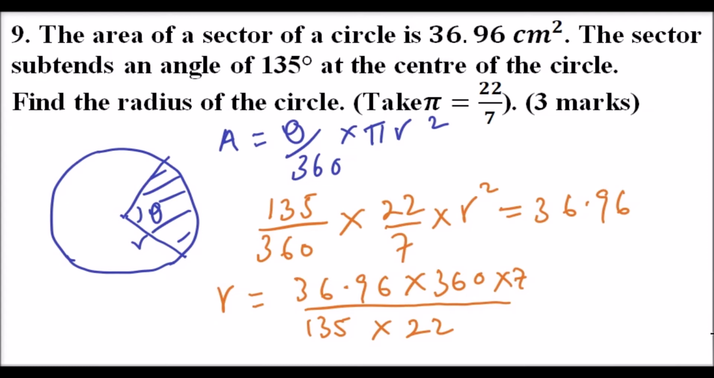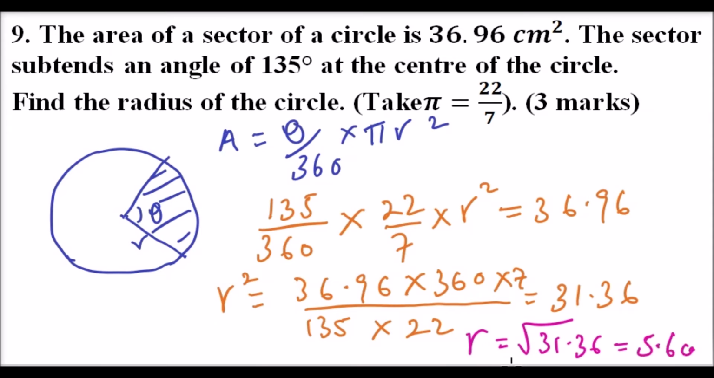So r squared is equals to, that will give you 31.36 using your calculator, implying that we can get the r by getting the square root. R is equals to the square root of 31.36, which will give you 5.6 centimeters. So that is how you work out that question.